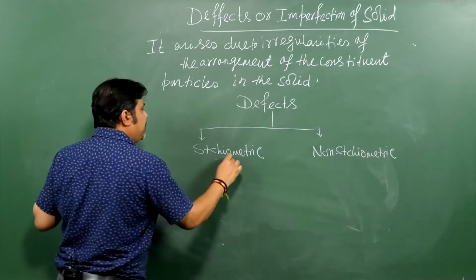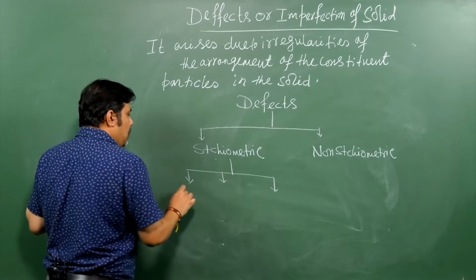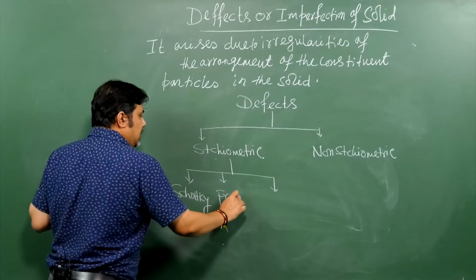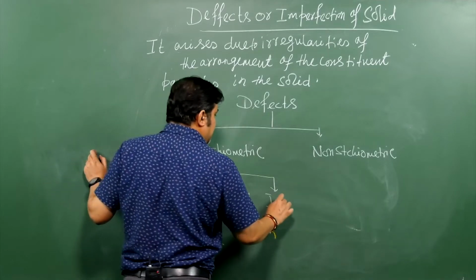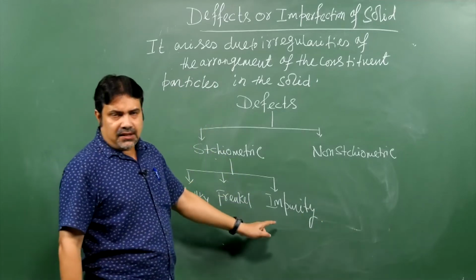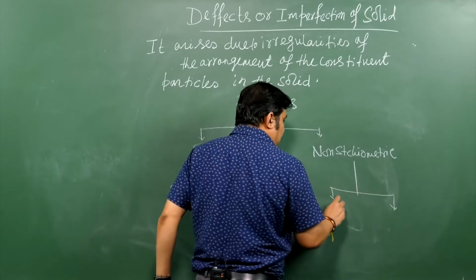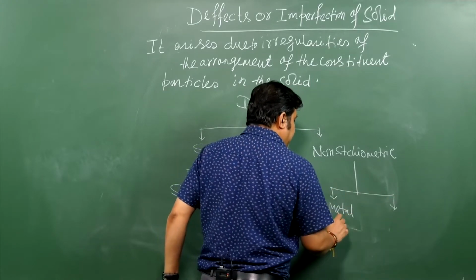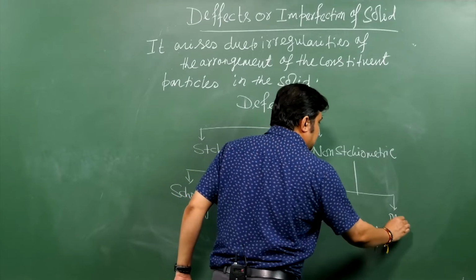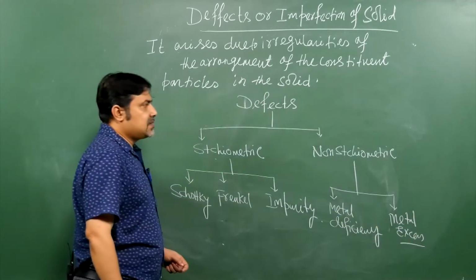In stoichiometric defects there are three things we have to study: Schottky defects, Frenkel defects, and impurity defects. In non-stoichiometric defects, mainly two defects we have to study: metal deficiency and metal excess. This type of defects you have to study.